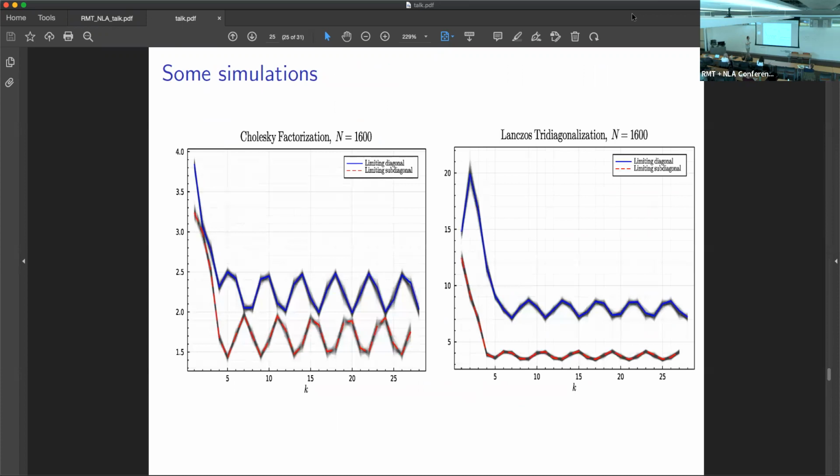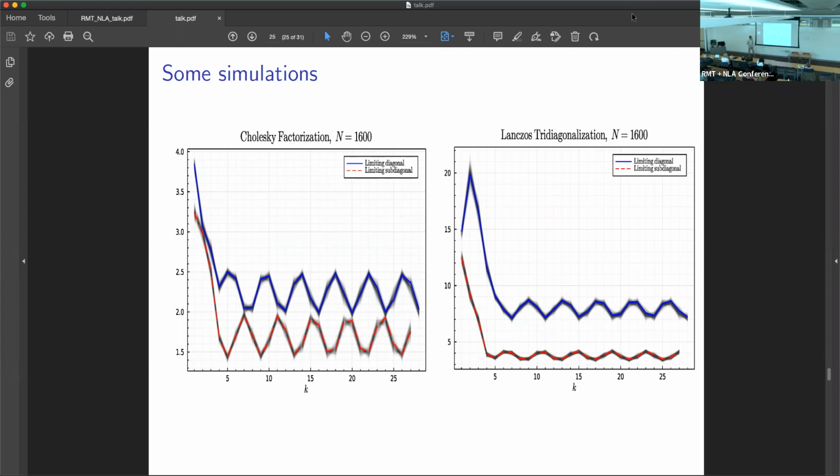Let's first start with the Lanczos tridiagonalization, which basically contains the coefficients of the orthogonal polynomials. The blue part is just the diagonal terms, involved with K. You can see that the empirical black lines and the blue predictions match pretty well. And the right part is just the off-diagonal terms.